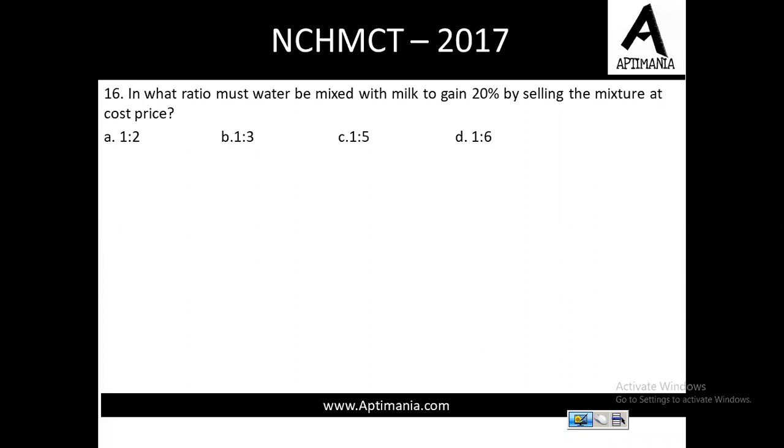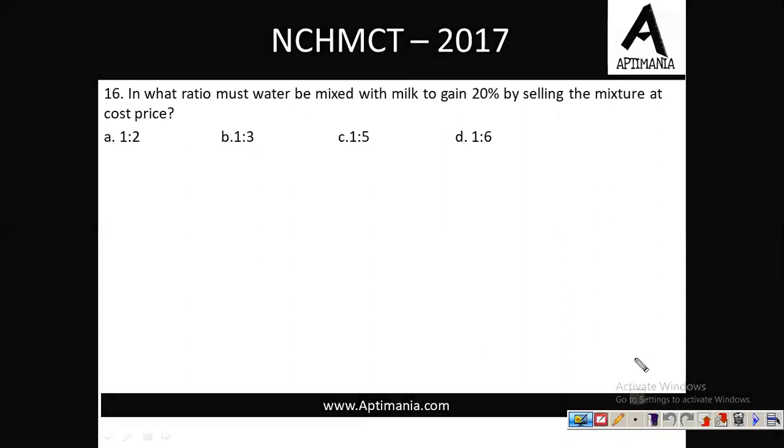So question number 16 is, in what ratio must water be mixed with milk to gain 20% by selling the mixture at cost price? So basically, we are selling the mixture at cost price only. But then how we are gaining? We are gaining by mixing water into it. So I will tell you a short trick for such type of question.